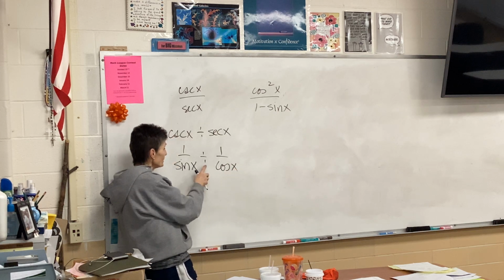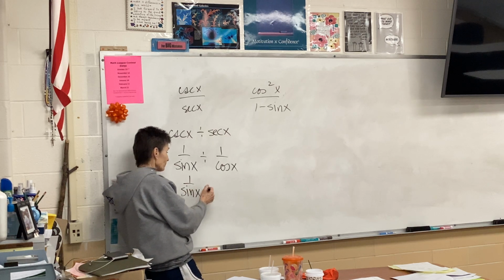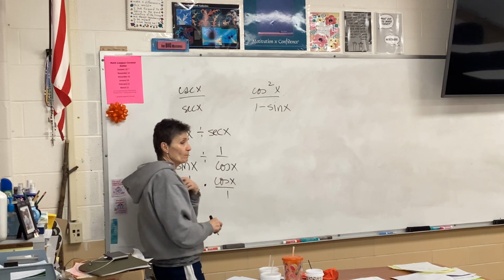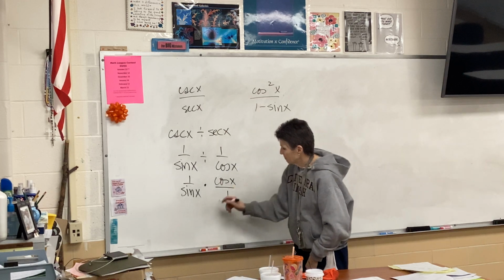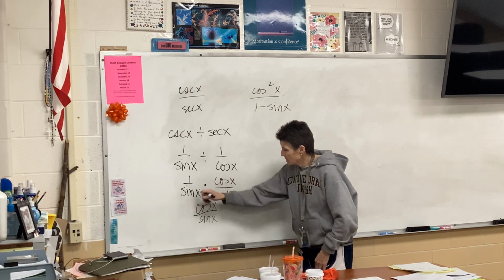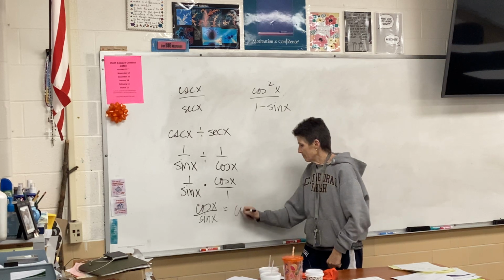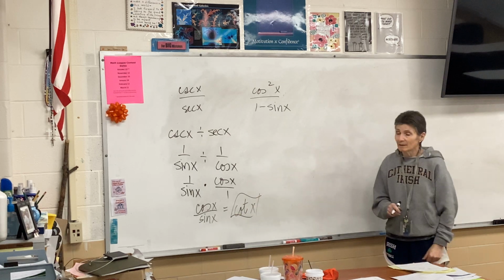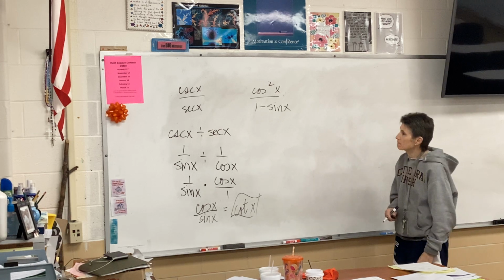Now I have a fraction divided by a fraction, so I will keep this one, change the divided by to a times, and flip my second fraction. Remember, we always flip the second one. So I'm going to end up with cosine over sine when I multiply straight across, which I know is cotangent. So your job was to simplify that, and you sure did. You simplified it into cotangent.